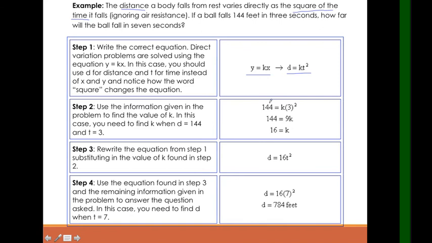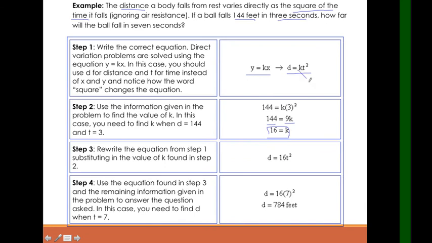Nakakasunod ba? Si step 2, ang first given natin is 144 feet for the distance and 3 seconds for the time. Hindi naman niya sinabing palitan siya in minutes, no? So, seconds ang gagamitin natin. So, we have 3 for t, and 144 for d. So, we have 3 squared is 9. So, divide both sides by 9. 144 divided by 9 is 16. Tama ba? Let's check. 16, correct. So, k is equal to 16.